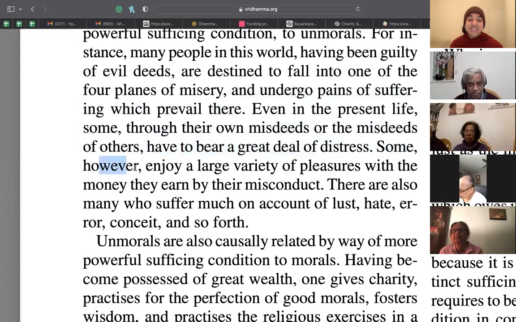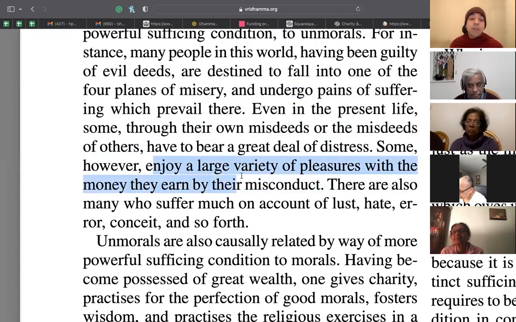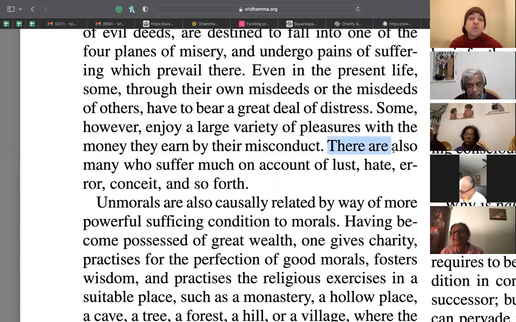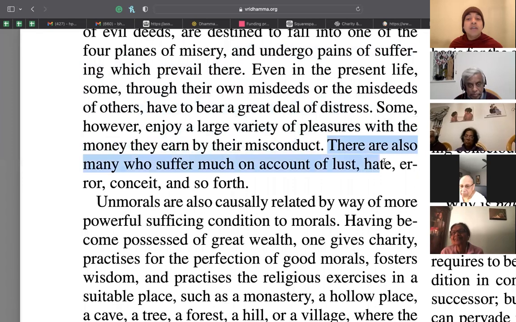Some, however, enjoy a large variety of pleasures with the money they earn by their misconduct. There are also many who suffer much on account of lust, hate, error, conceit, and so forth.